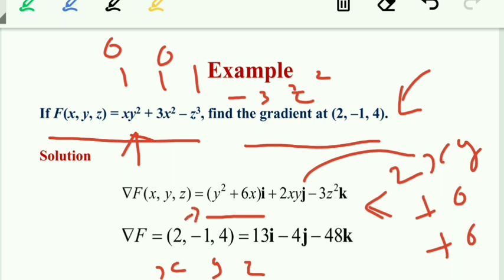So I substitute y is equal to minus 1: minus 1 squared is plus 1, plus 6 into x, and x is 2, so 6 into 2 is 12, and 1 squared is 1, so 13 i. Plus 2xy: 2 into x is 2 and y is minus 1, so 2 into 2 into minus 1 is minus 4 j. Minus 3 into z squared: z is 4, the square is 16, and 16 into 3 is 48 k. So this is your answer.